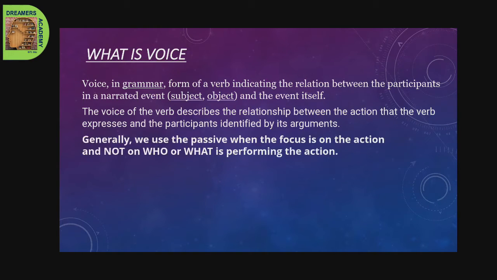Generally we use the passive when the focus is on the action, not on who or what is performing the action. When we use active voice, we mainly focus on the subject, that means who is making the action or who is responsible for the action. But in the passive voice, we are focusing on the action, not the subject.